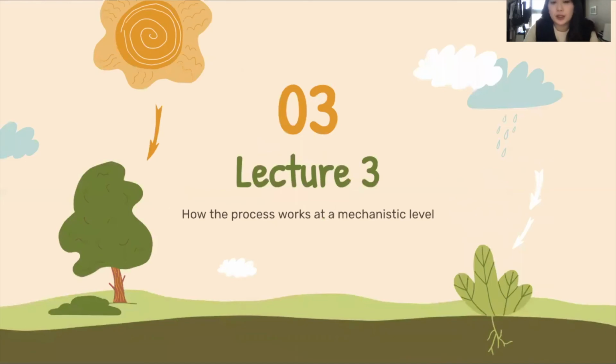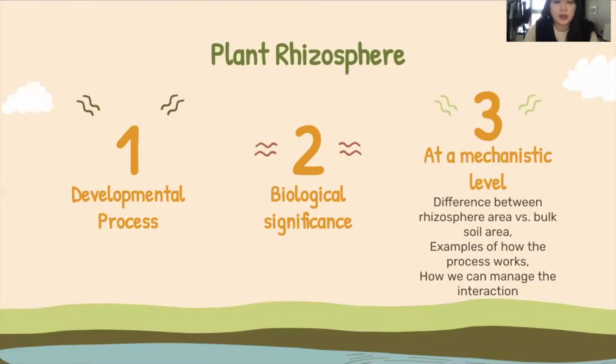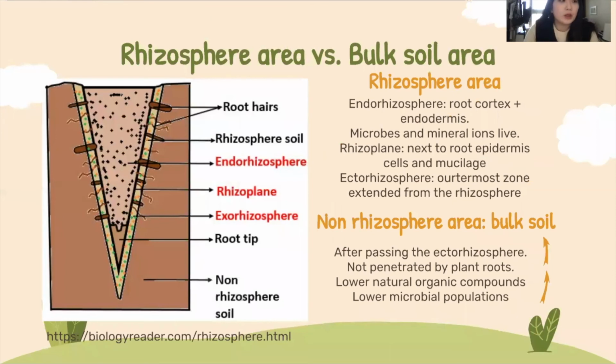Welcome to the third lecture, and we are going to cover the mechanisms. The rhizosphere is the narrow region of the soil influenced by associated soil microorganisms and root secretions, which is located immediately adjacent to roots. The rhizosphere has been described to include 3 different zones: the endorhizosphere, rhizoplane, and the ectorhizosphere. The soil outside the rhizosphere, after passing the ectorhizosphere, is the bulk soil, where it is not penetrated by plant roots.